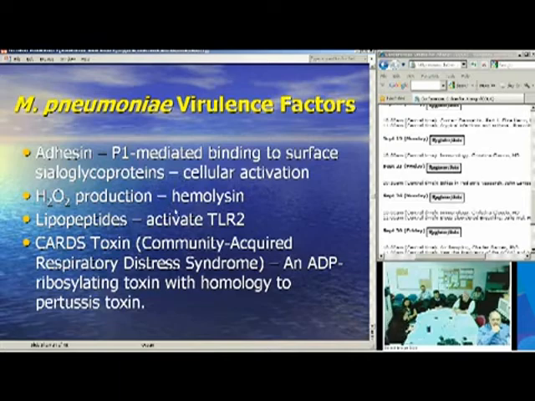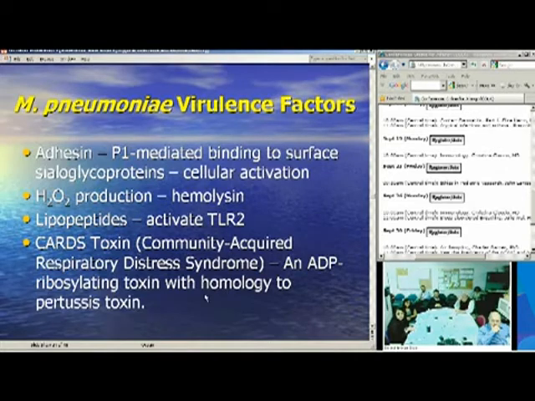It can actually cause hemolysis of red cells. And this hydrogen peroxide production has also been shown to be a virulence factor. Mutants which did not produce hydrogen peroxide have much lower virulence. It produces lipopeptides, which are capable of activating toll-like receptors on macrophages and other immune cells.